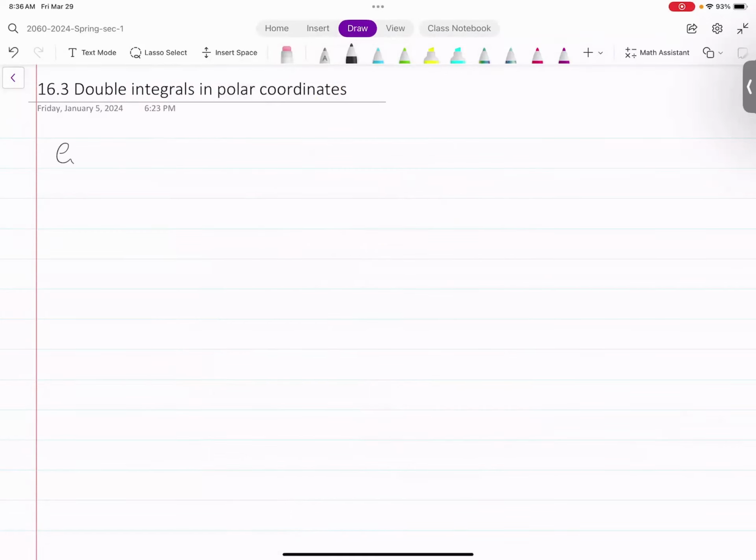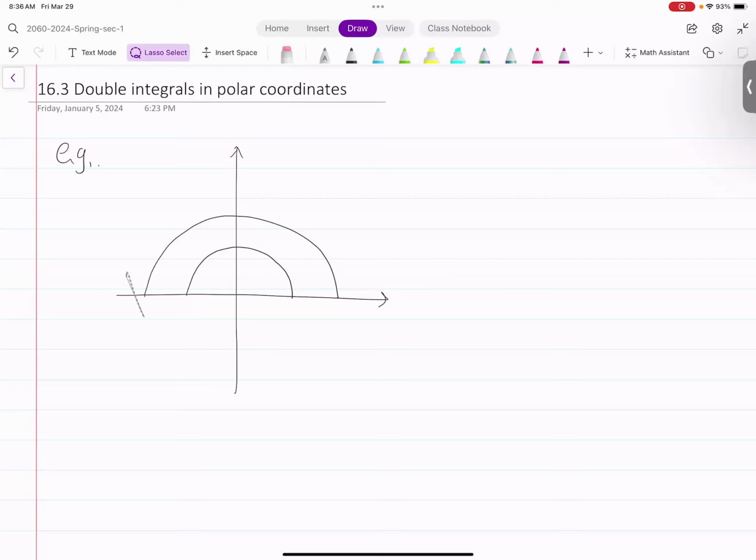So, quick example. Let's think about the region that's enclosed by two semicircles. I want you to say that the radius is 2 and 1. The previous inner circle is not so nice. So this is the region that we want. Let me change the color to red. So this is the region that we want.